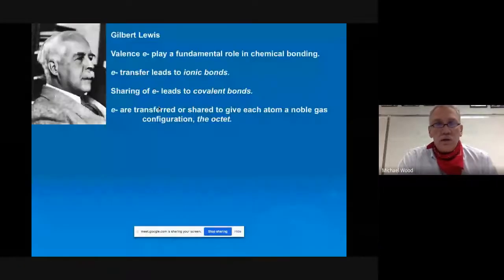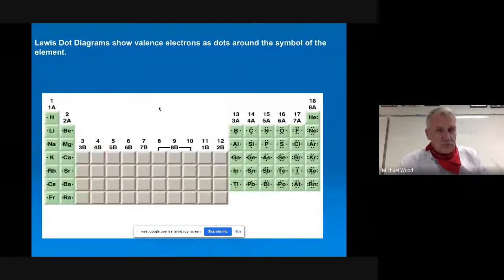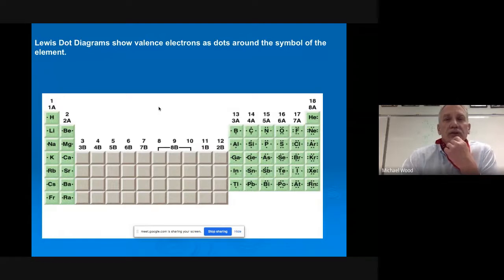Okay, so now back to a little bit more on dots. Lewis dot diagrams show valence electrons as dots around the symbol of the element. And it's not a bad question: if I'm looking at nitrogen, 1s2, 2s2, 2p3, it's got five dots. What do you do with the inner core electrons? Well, the inner core electrons are represented by the symbols. The dots are valence electrons, which are electrons in the outer shell. And those are the electrons that are important when we are doing dots, the electrons in the outermost shell.